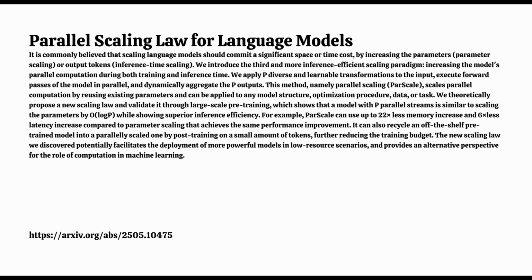Do they give concrete numbers on that efficiency? They do. Compared to just scaling parameters to get the same performance bump, ParScale apparently needed up to 22x less memory increase and 6x less latency increase. Wow, okay, 22 times less memory increase, 6 times less latency. Those are pretty compelling numbers. Definitely highlights the potential efficiency.